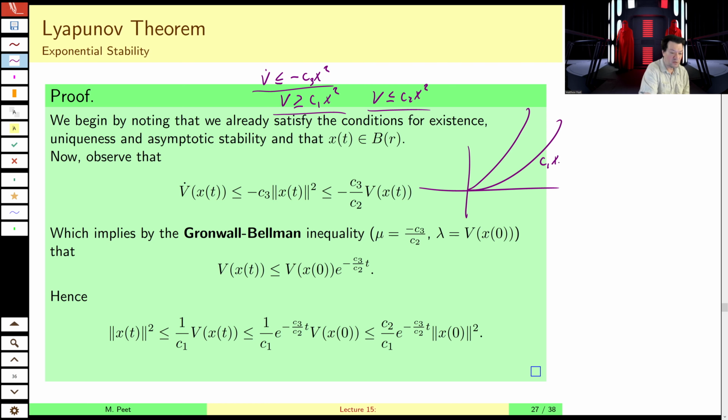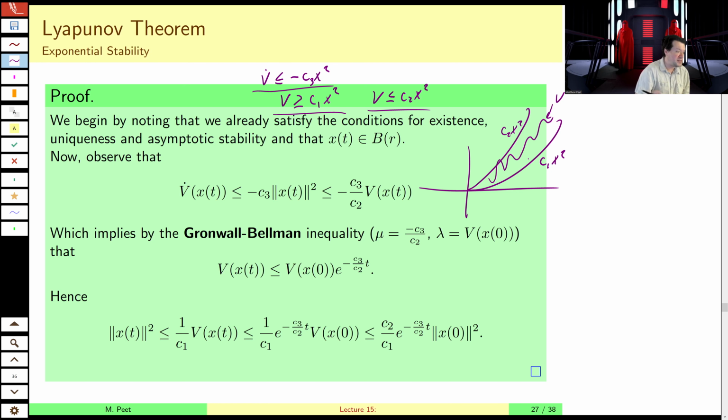C1 x squared and C2 x squared. So v lies somewhere in there. And of course that v dot is less than 0. So C1 and C2 can be rather large or rather small depending on the conditions.